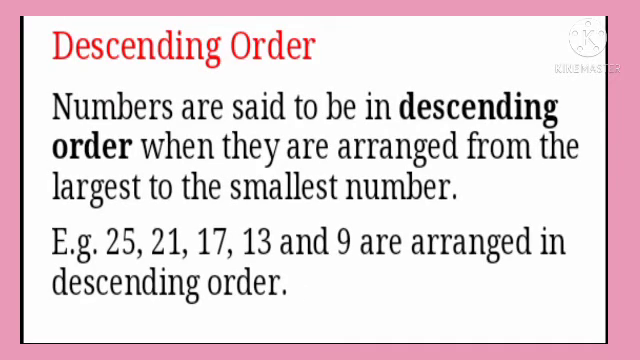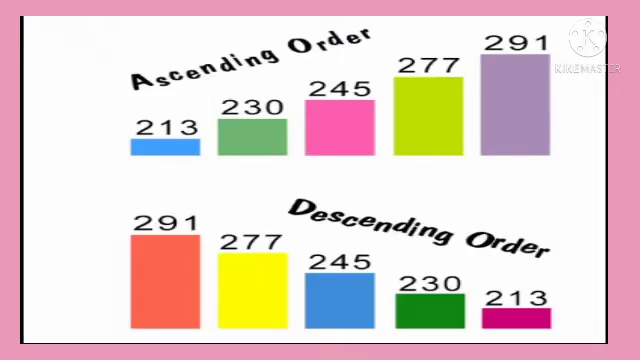And what is descending order? Numbers are said to be in descending order when they are arranged from the largest to the smallest number. Example, 25, 21, 17, 13 and 9 are arranged in descending order. So, ascending order means the arrangement of numbers from smallest to biggest, and descending order is the arrangement of numbers from biggest to smallest.